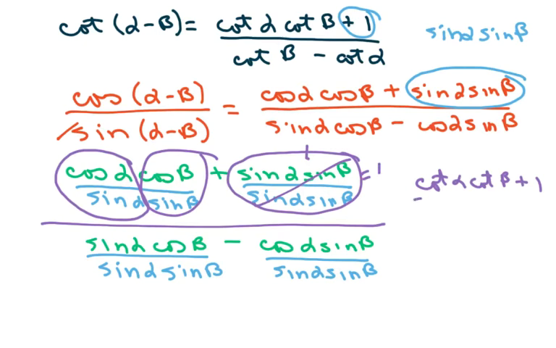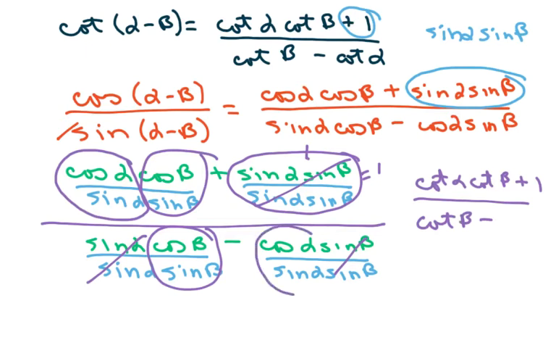Now for the denominator, we get that cancels and that cancels. So we have cotan of beta minus cotan of alpha. And that's it.